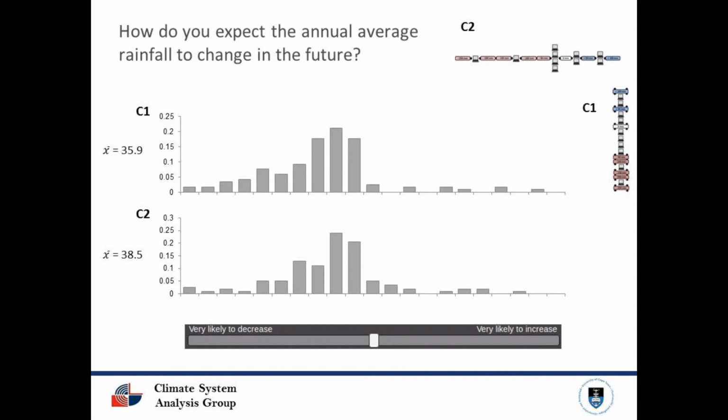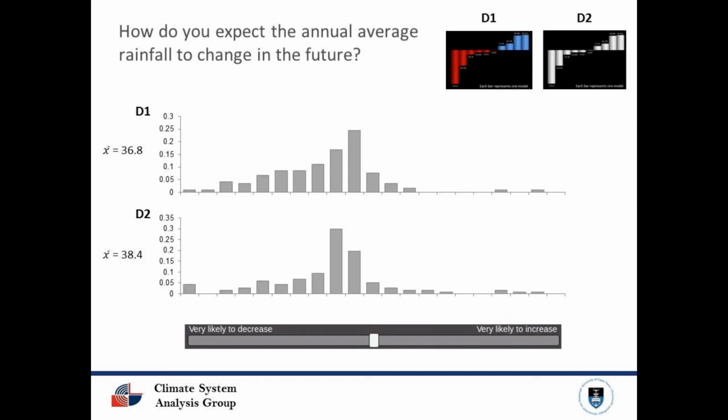So here we have the responses for these threshold plots. And in fact, C1 here showed a mean of 35.9, so a lot of people moved this towards the decrease side. And then for D1 and D2, similarly we have results where the spread is towards the decrease side, but there's a great spread as well, going all the way from very likely to decrease all the way to near very likely to increase.